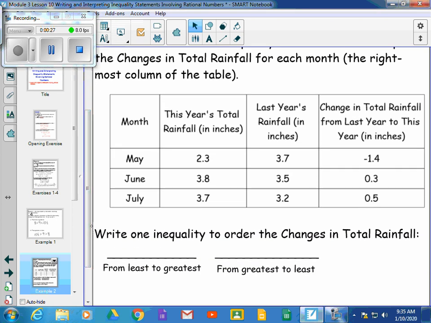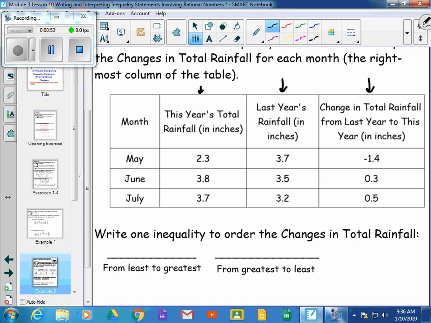So if we first look at the table, they give us our months of May, June, and July. The second column tells us this year's total rainfall in inches. The third column tells us last year's. And then the final column, the rightmost column, tells us the change in rainfall, the difference between the two.